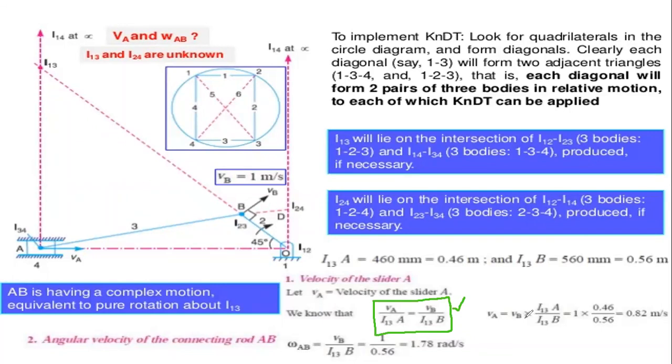So by substituting, we got the velocity of A as 1 into 0.46 by 0.56, that is 0.82 meters per second. So from that point we got the value as 0.82 meters per second.